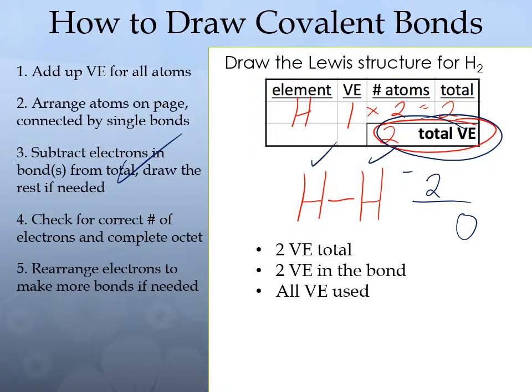So it's also happy. Step 5 says rearrange if we have to. We don't have to. Everybody's happy. There are no more electrons to be moved around anywhere. This is what H2 looks like, and we're done.